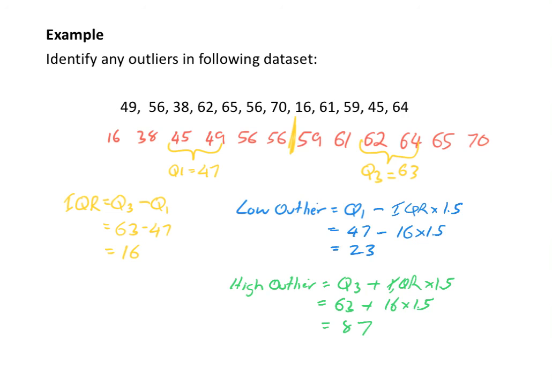So going back and having a look at my original dataset, I've got one value that is below 23, no values above 87. So my only outlier in the dataset is going to be 16.